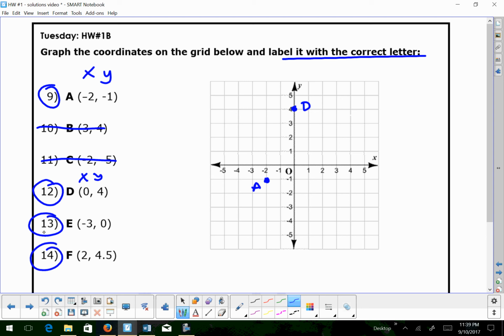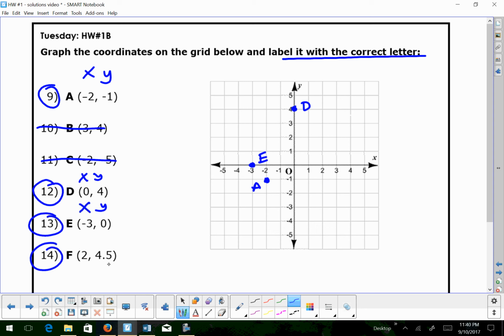Question 13 asks us to move -3 on our x-axis and nowhere on our y-axis. So from the origin, 3 in the negative direction would be here. And nowhere on my y means I stay right on that axis. I'm going to label that E.